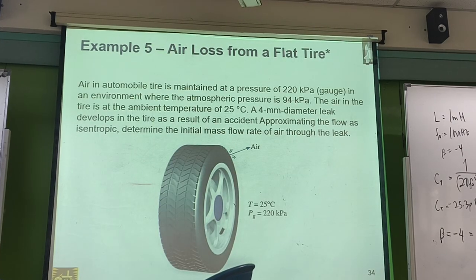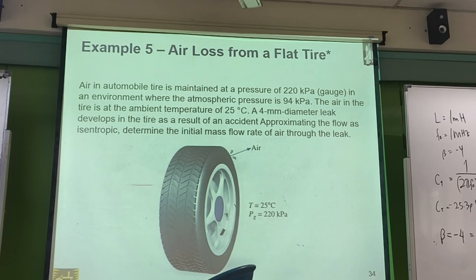So, air loss from a flat tire. You might be thinking, what does this have to do with a nozzle? But technically, this is a nozzle. Air in an automobile tire is maintained at a pressure of 220 kPa gauge pressure in an environment where the atmospheric pressure is 94 kPa. The air in the tire is at an ambient temperature of 25 degrees Celsius. There is a 4 mm diameter leak in the tire as a result of an accident. You need to determine the initial mass flow rate of the air through the leak.